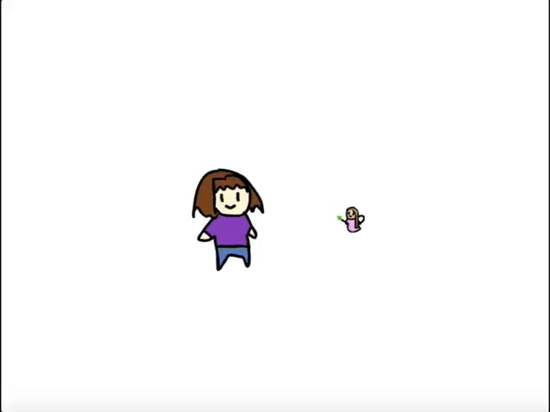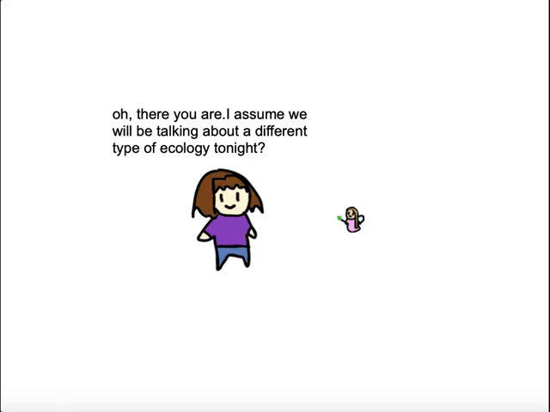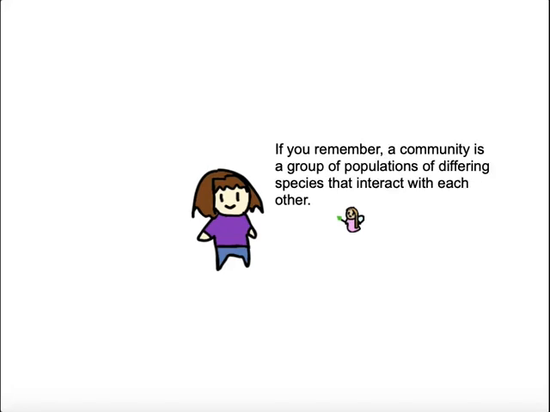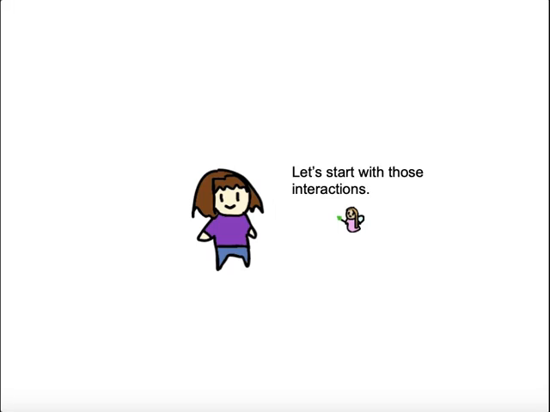Oh, there you are. I assume we will be talking about a different type of ecology tonight? Why yes, you're early. This time it'll be about community ecology. If you remember, a community is a group of populations of differing species that interact with each other. Let's start with those interactions.